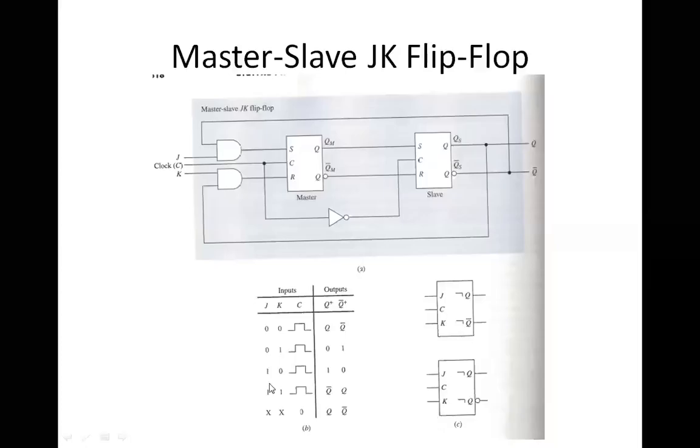So we are looking at a proper output here. Even though the values are 1 and 1, we are just getting a complemented version of our previous Q and Q bar. So it becomes Q bar and Q. This is your symbol that you have here for J and K, and C is your enable, as you all know. With this, you can understand that it is edge triggered. This kind of symbol represents that it is edge triggered.